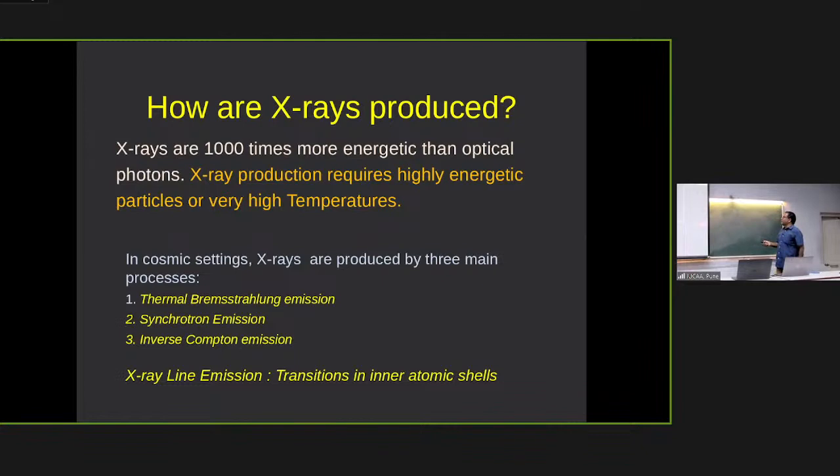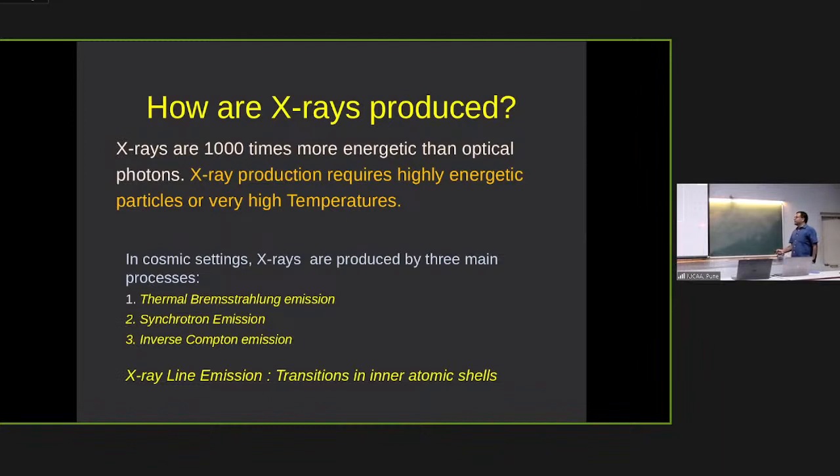visible radiation. And not only thermal material at high temperatures, but highly energetic particles can also give rise to X-rays, and we will see some of these processes. Particularly in astrophysics, in the cosmic setting, X-rays are produced. I'm talking about the continuum X-ray radiation, which is produced by three main processes.